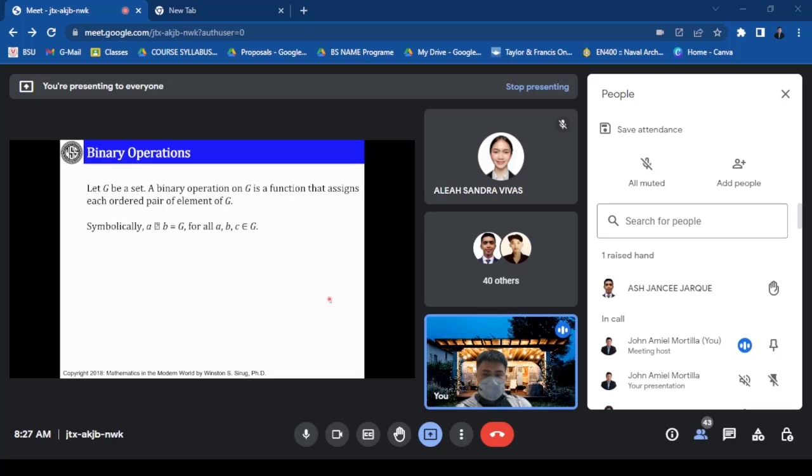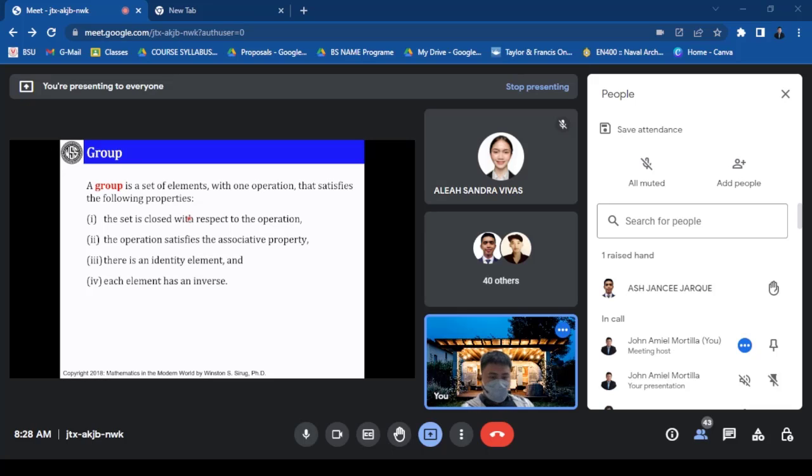Okay, thank you. So, binary operations again. Let G be a set. A binary operation on G is a function that assigns to each ordered pair of elements of G an element of G. Symbolically, a star b is an element of G for all a, b, c that are elements of G. So this is a group.